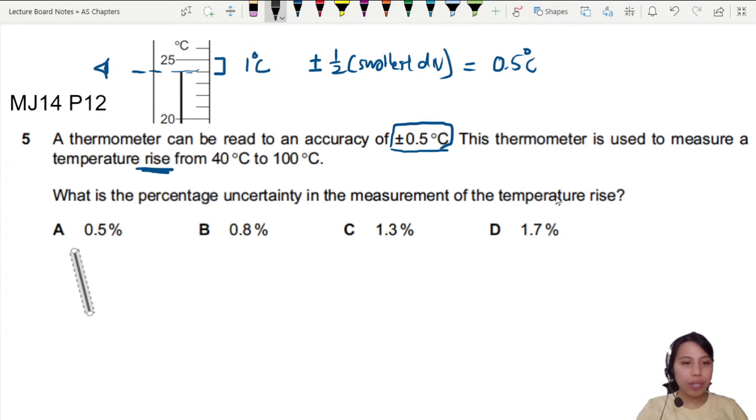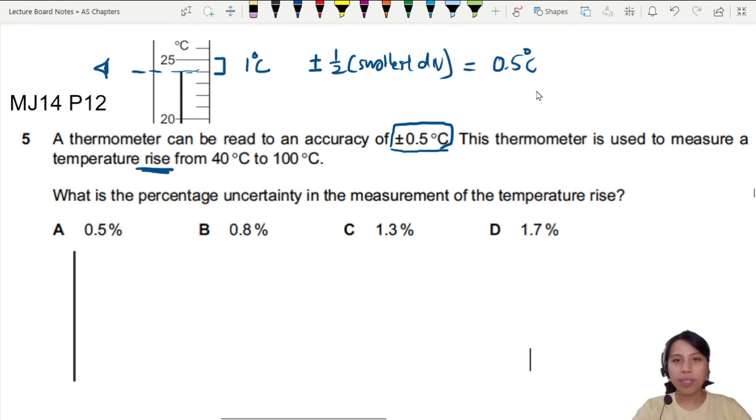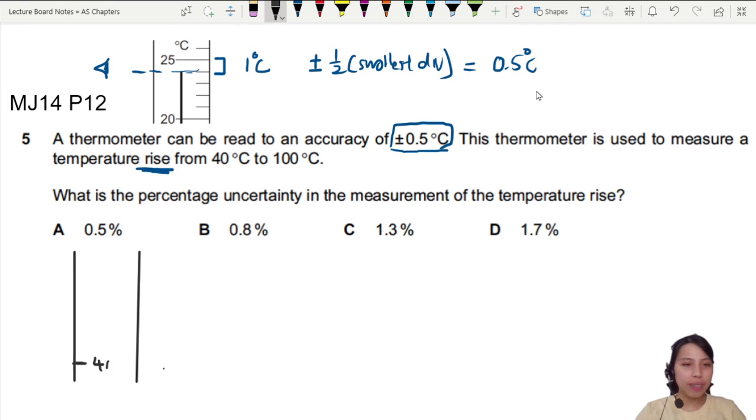I'm going to draw a vertical line. And another one here. Not very straight, but never mind. We have at one measurement 40 Celsius. So here is like 40. Then it increases until 100. In between there are many markings, but I'm not going to draw all the markings.